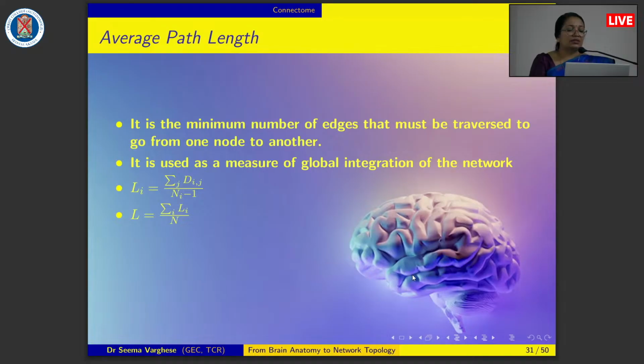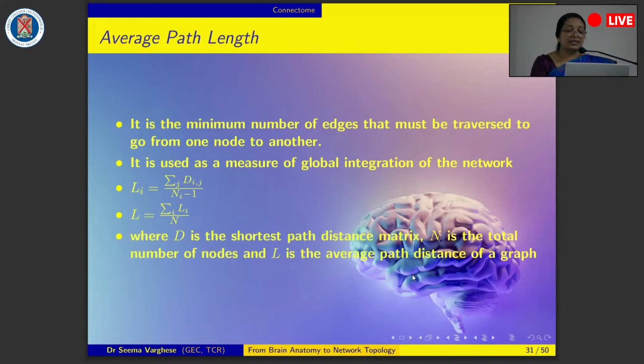So this is the definition. Li equals sigma Dij divided by Ni minus 1, where Dij is the shortest path distance matrix, and L is the average path length of the graph. This is the average path length. N is the number of vertices.